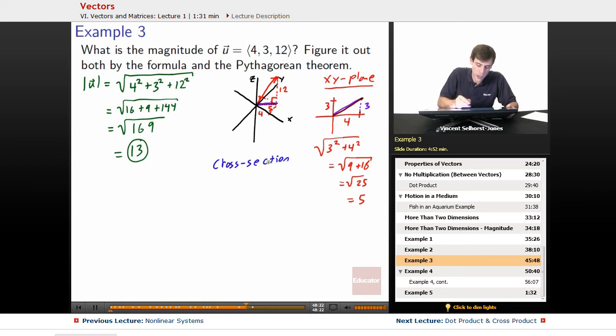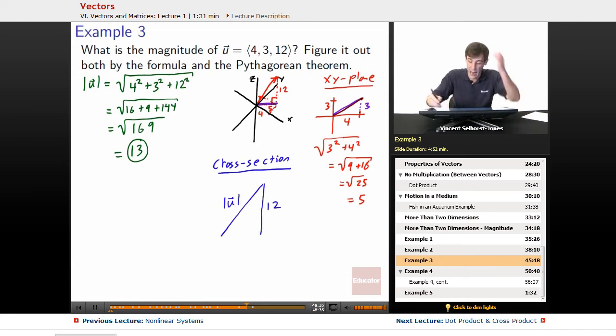So using this cross section, we can cut this and we can see, here's the thing we're trying to figure out, the length of this. And we know that the z amount was 12. So cross section with the z-axis, right? This here maps to this part here. And then here, our purple part shows up here. So that was length 5, as we just figured out.